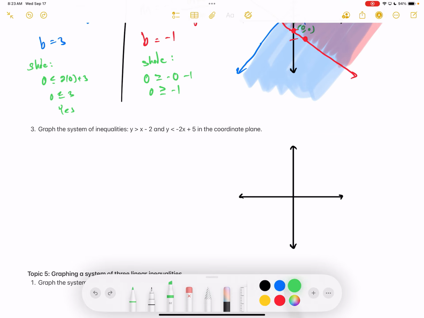What in the world? Why is it not letting me click the buttons today?